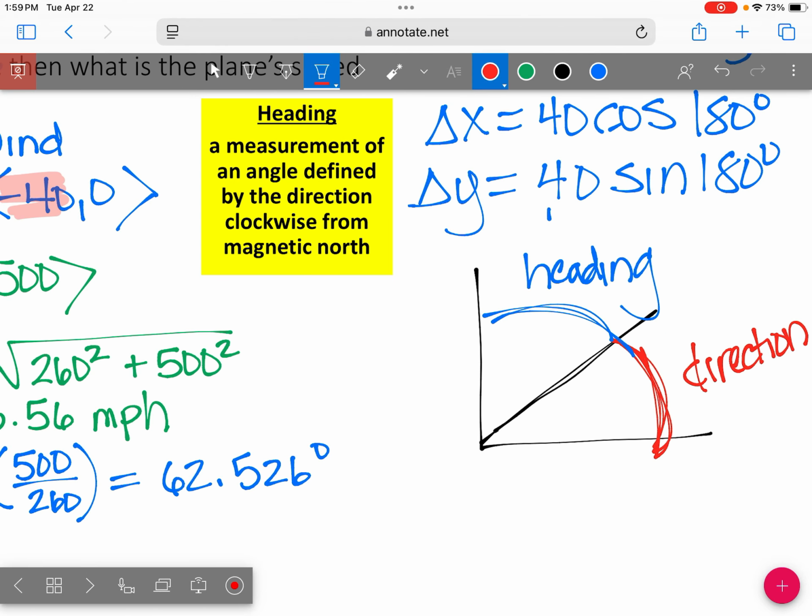So I figured out that this angle here is about 62.5. And we know this is a 90-degree angle. How would I find the heading if I know the direction? Subtract it from what? 90.